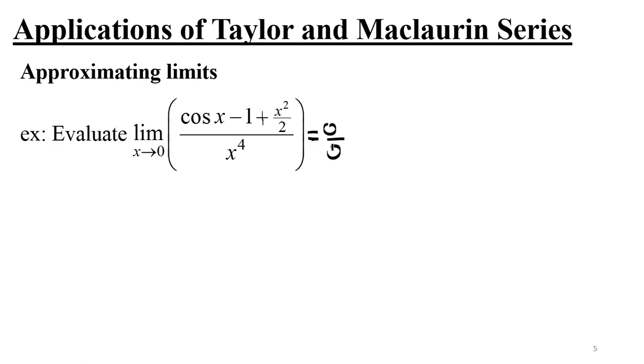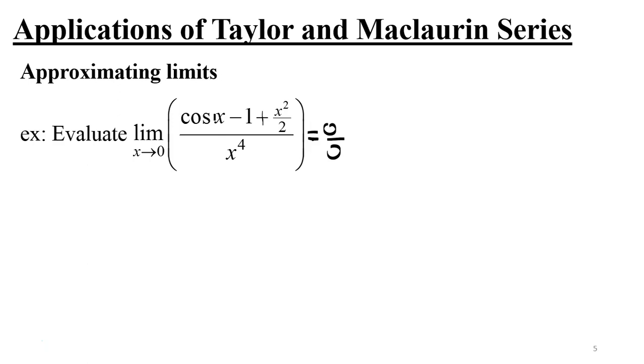Now, looking at the function, I'd notice that everything other than cosine is already a polynomial. -1 plus half x squared is a polynomial, and at the denominator x to the 4 is a polynomial. So cosine x is the only term that remains not a polynomial. So over here I need to determine a Taylor or a Maclaurin series that represents cosine x.